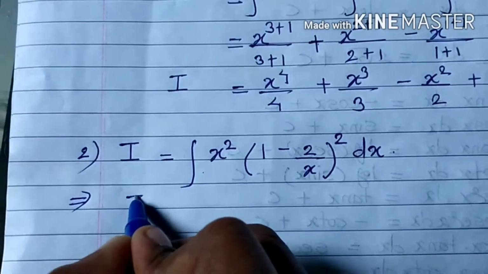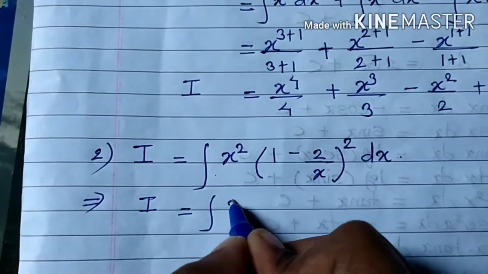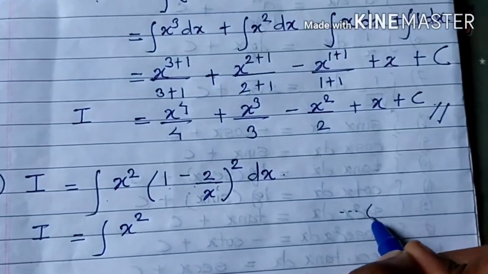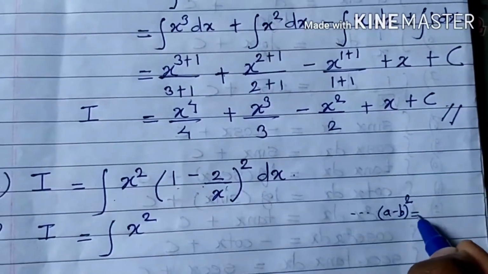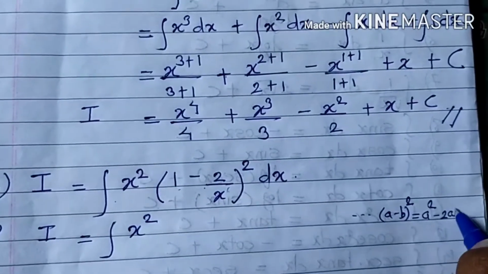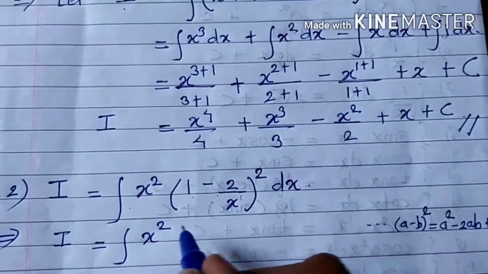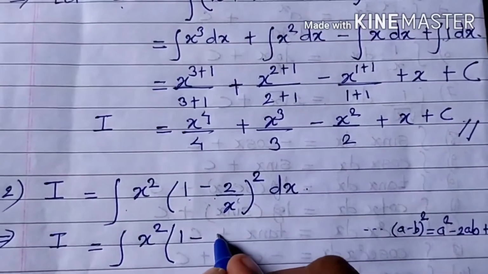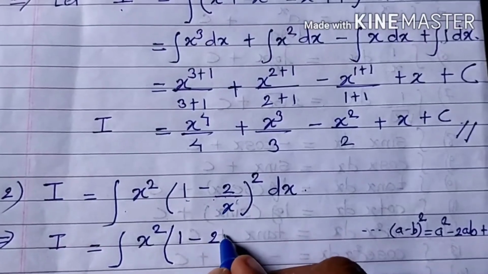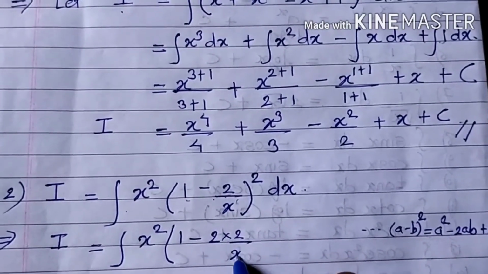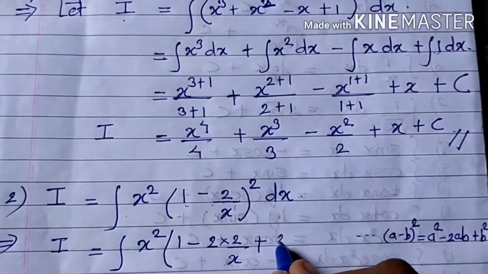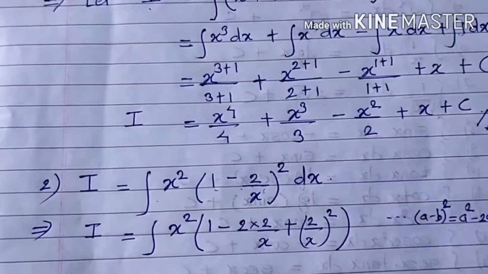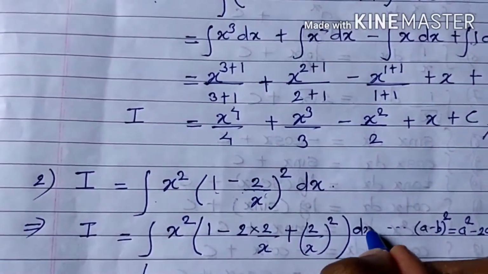So write I is equal to the integration of (1 - 2/x)² dx. We know the rule: (a - b)² is equal to a² - 2ab + b². So like that, 1 squared is 1, minus 2 into a b, which is 2 into 1 into 2 upon x, plus b squared, (2 upon x) whole squared. Okay. Now next integration, and here write dx.